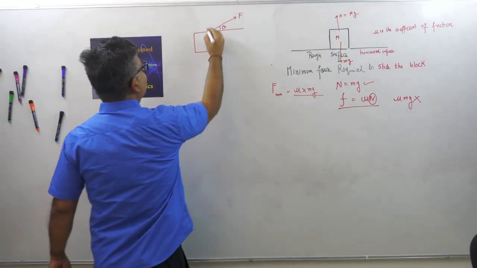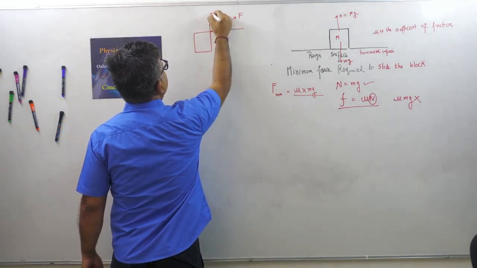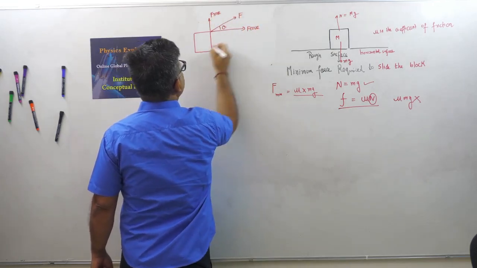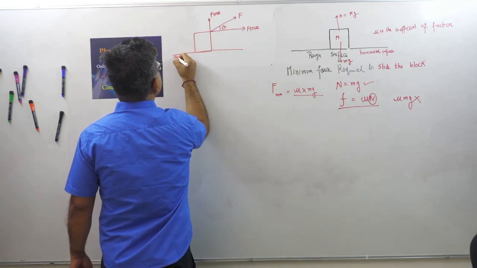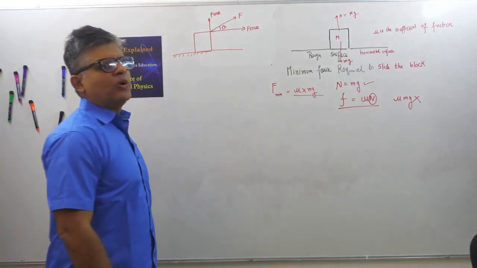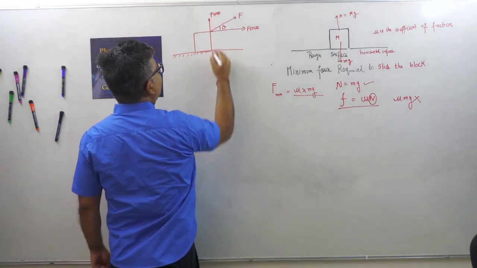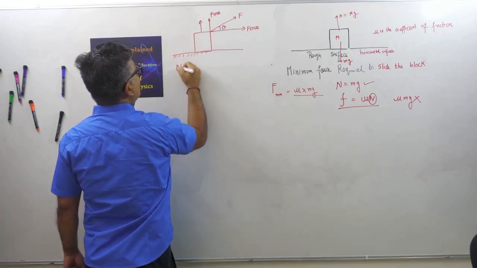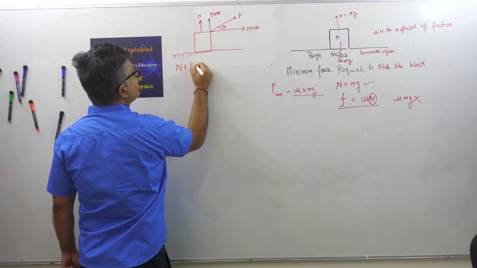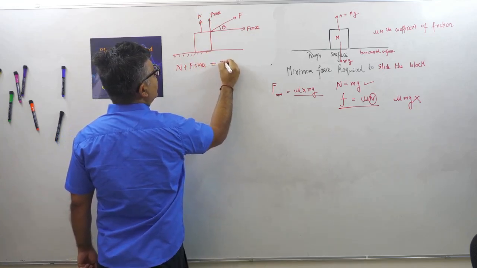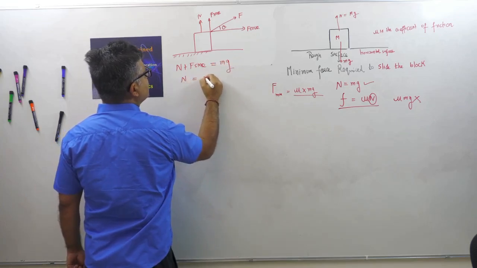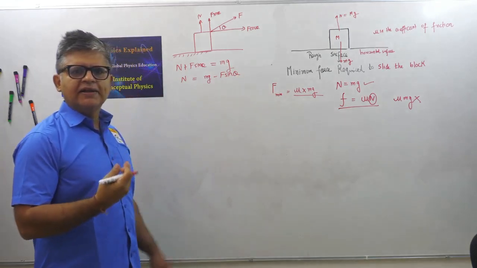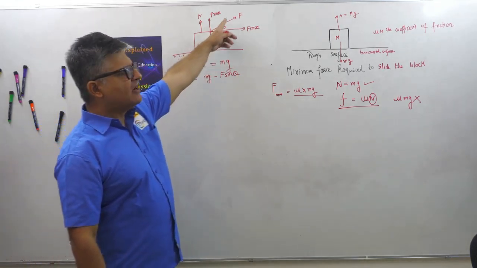Why? Let's take components, right? So the component number 1 is F sin theta. The component number 2 is F cos theta. So this is F cos theta. This is F sin theta. Let's write the equation now. In the vertical direction, you have normal reaction upwards, so upward normal reaction plus F sin theta is equal to mg. So normal reaction becomes mg minus F sin theta. The normal reaction reduced because you applied a force at an angle.